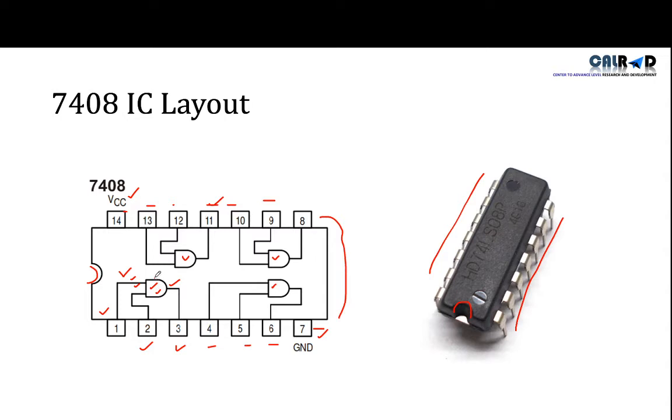As you can see, this is an AND gate and these are the two inputs. So 1 and 2 are used for input and 3 is used for output. Same in another AND gate, 4 and 5 are used for input and 6 is used for output. In the third, 8 is used for output and 9 and 10 are used for input. In the last AND gate, 11 is used for output and 12 and 13 are used for input. Here we'll be using only this gate.